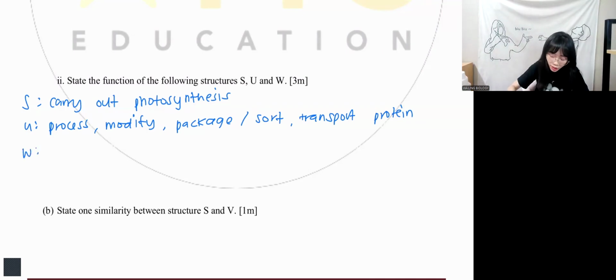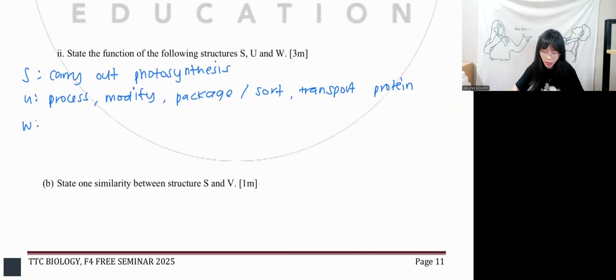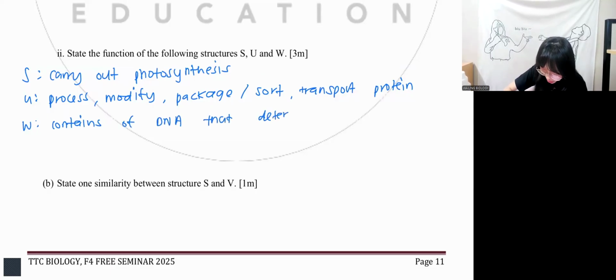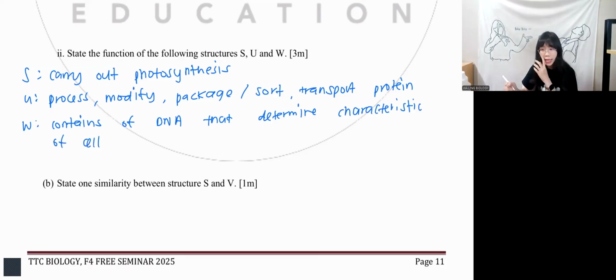Okay, W. What is W? W is your nucleus. What is the function of nucleus? Nucleus contains DNA, correct? Or you can write control all cell activity. This is also a correct answer, yeah? It contains DNA that determines characteristics of the cell. I will write the one that I say. If you want to write control all cell activity, it is correct. Contains DNA that determines characteristics of the cell. Or you can say control all cell activity, up to you.